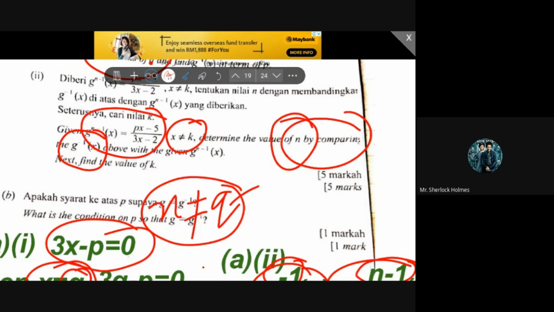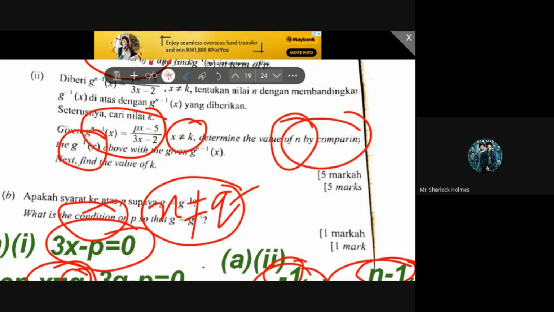Ingat fungsi G tu 2x tolak 5 bagi dengan 3x tolak P. Fungsi G inverse kita yang cari tu ialah Px minus 5 over 3x minus 2. Boleh tengok persamaan tak kat situ. Apa value bagi P? Actually, soalan ni mengelirukan. The question is confusing. Actually, they asking what is the P value. That's it. Nyatakan nilai P.